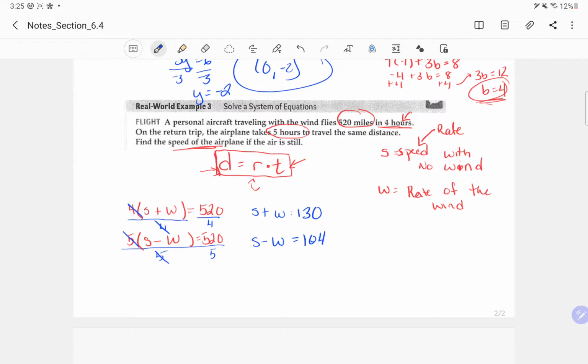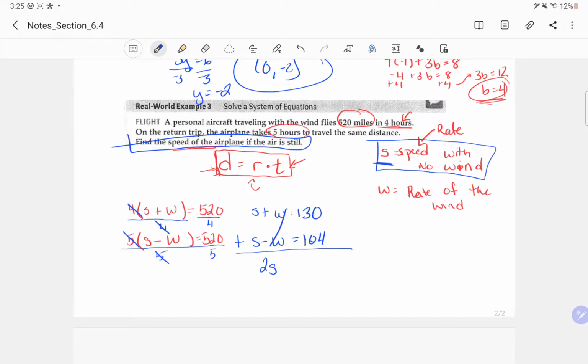Now we're just going to solve using elimination. Okay. I have two variables that are opposites of each other. So I'm going to add those up. S plus S is 2S. S is actually what we're looking for. Find the speed of the airplane with no wind. That is what S is. Okay. So W canceling out means we have even less steps to this problem. So that's nice.